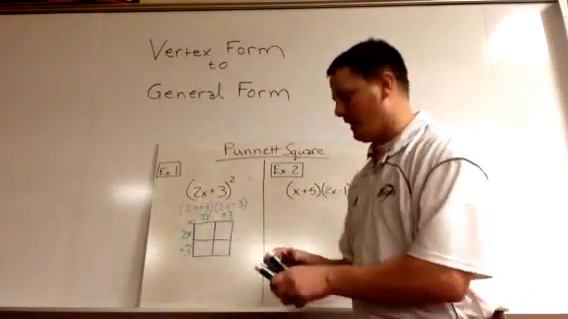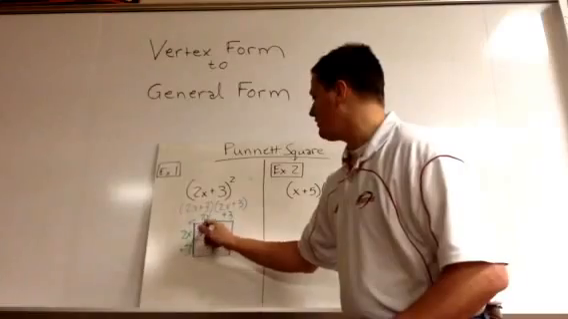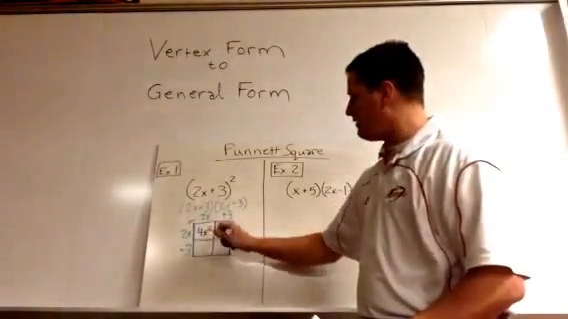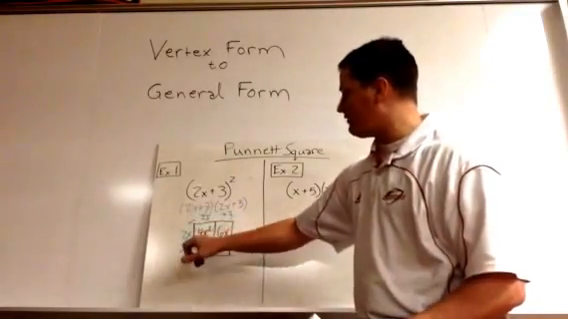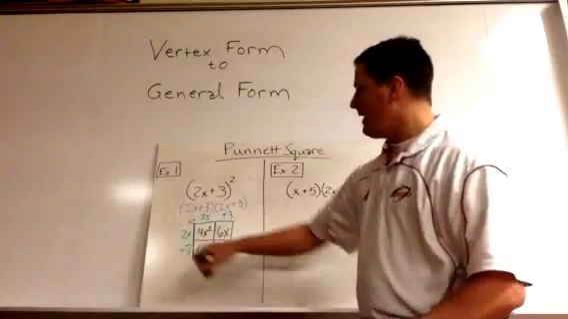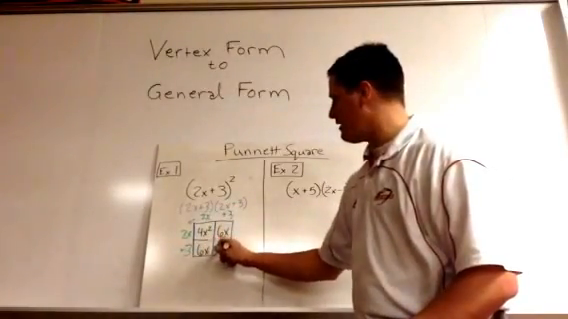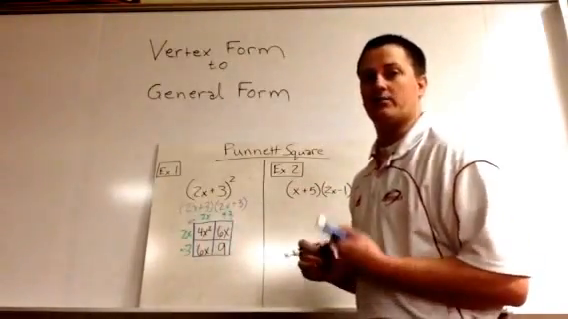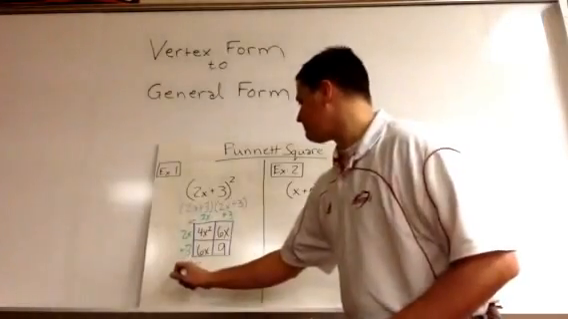2x times 2x gives us 4x squared. 2x times 3 gives us 6x. 2x times 3 gives us 6x. And 3 times 3 gives us 9. Then we're going to rewrite this, adding our like terms so that it is in a regular polynomial form.